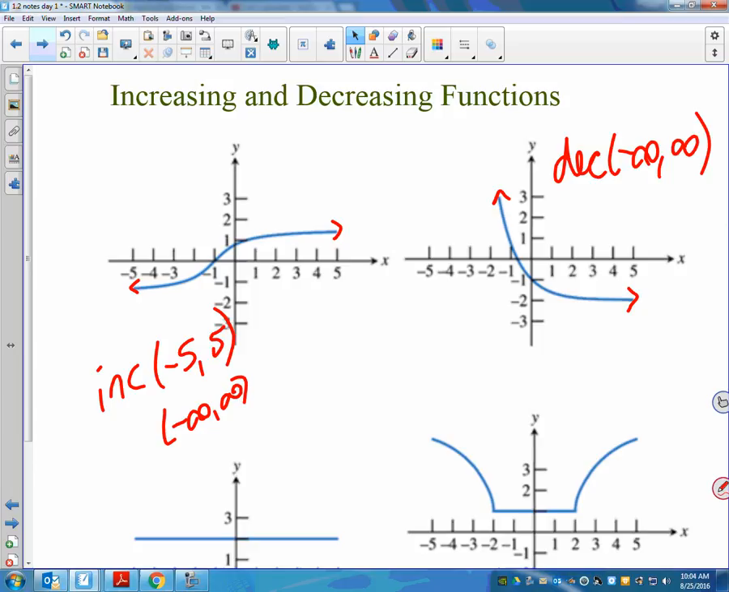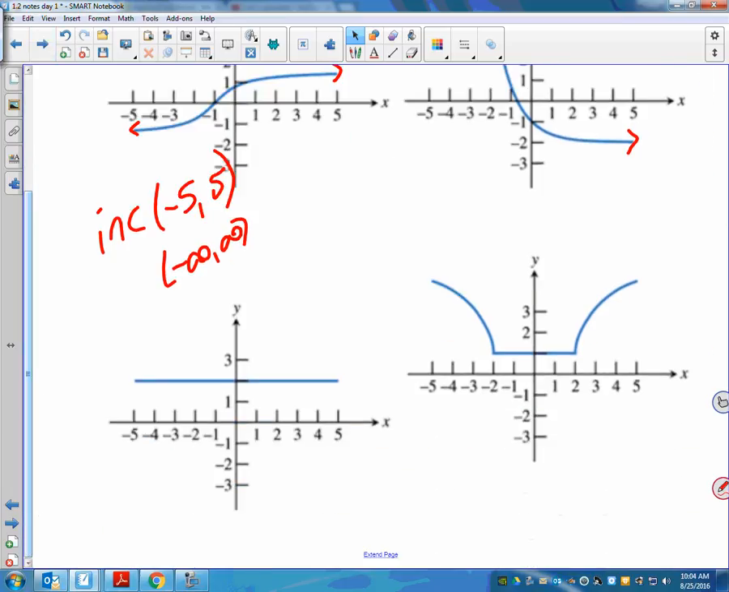Again, when you're talking about increasing and decreasing intervals, we're talking about the x values. And this would be a nice little example of a constant function that's constant the entire time. But on your homework, they're probably not going to be always increasing, always decreasing, or always constant. That would be too easy, right?